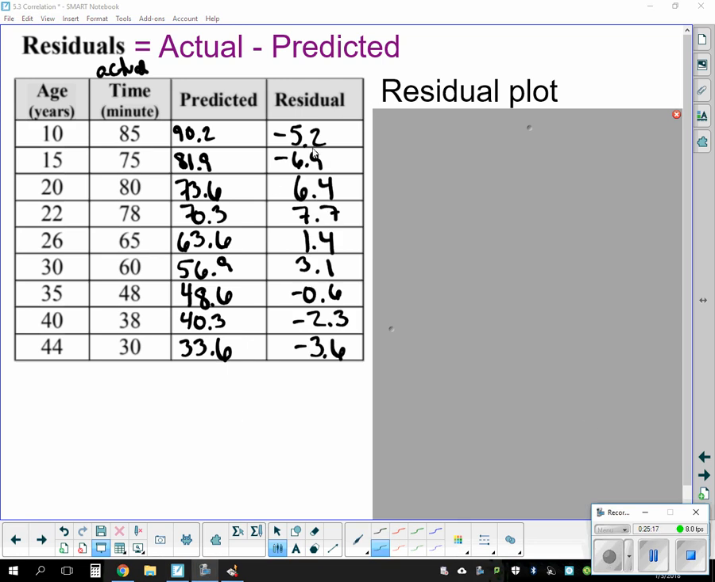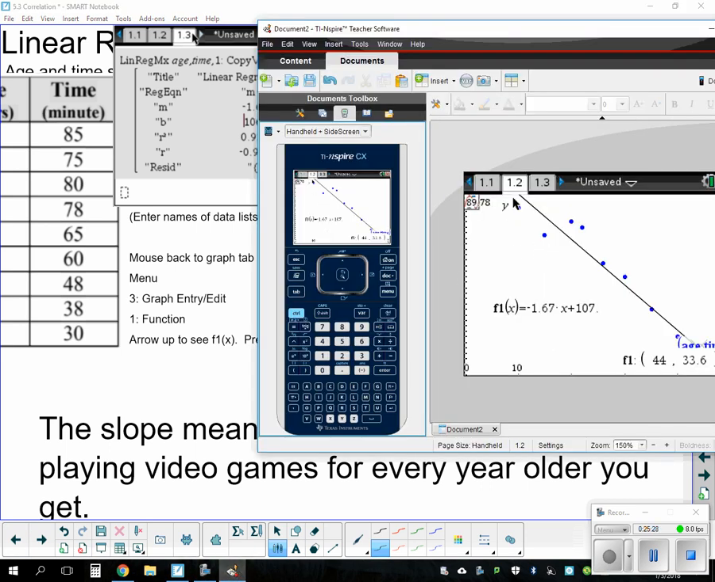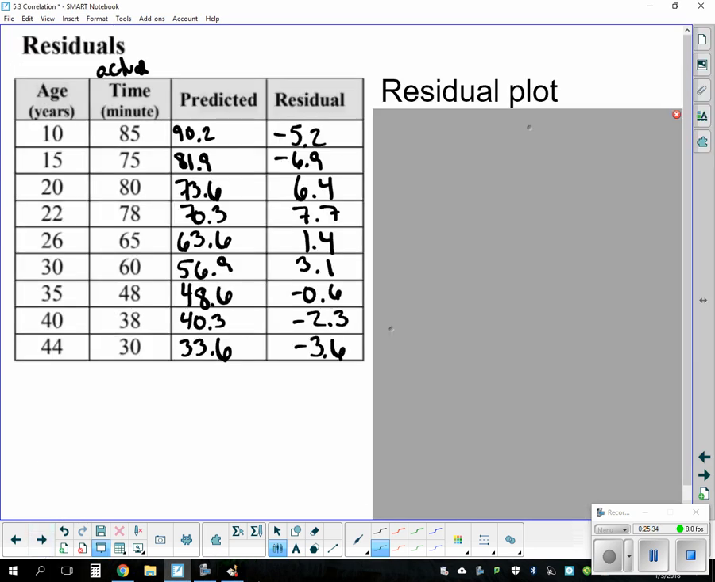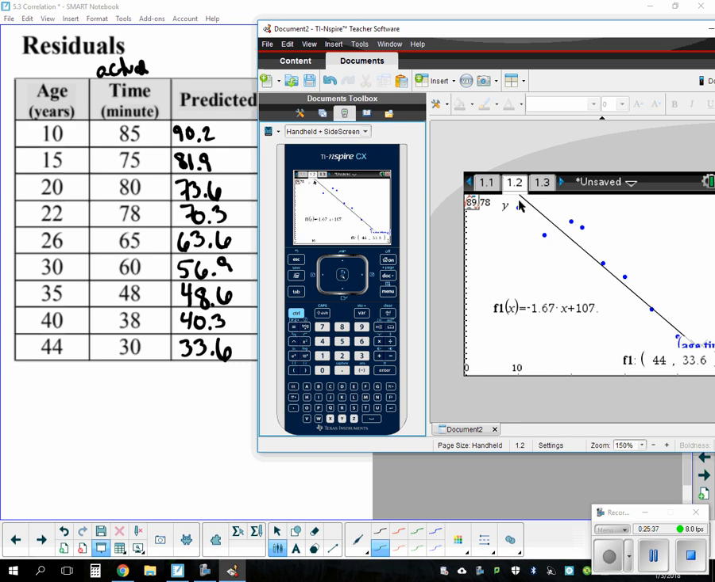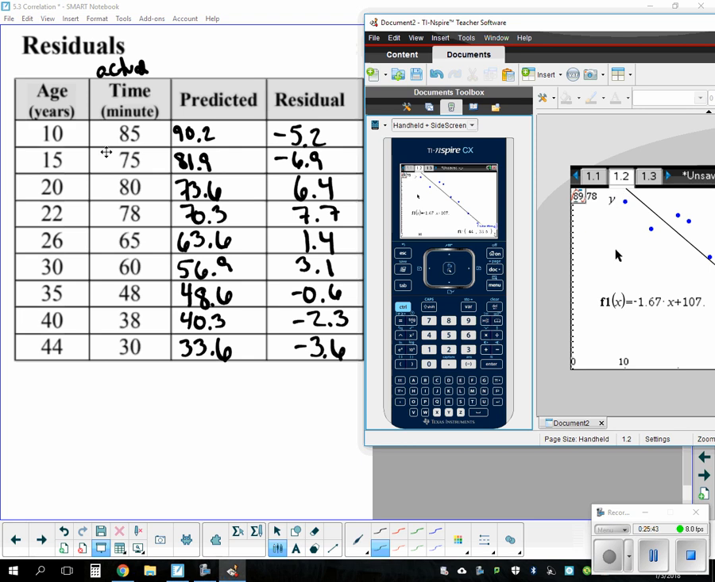So what do these residuals mean? Well, this first one, our 10, came out to negative 5.2. So at 10, we're saying that our actual value is negative 5.2 units from the line. At 15, this next point, our actual value is negative 6.9 units away from the line. At 20, you're 6.4 units, your actual from your predicted value.